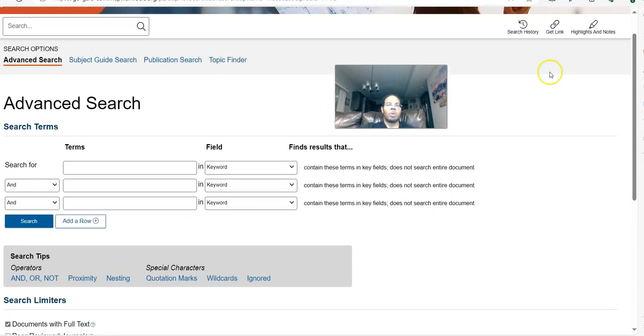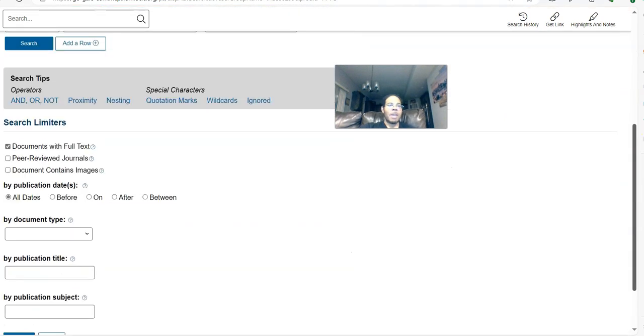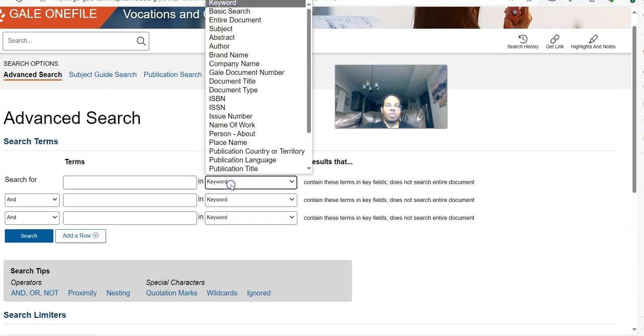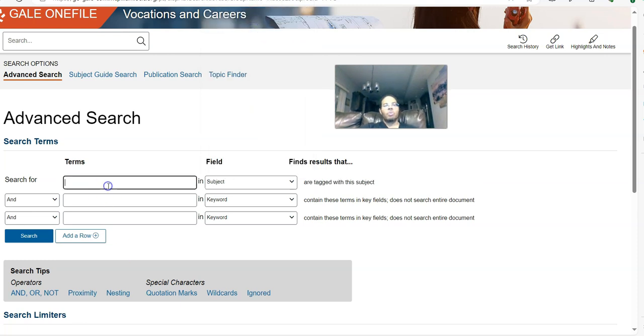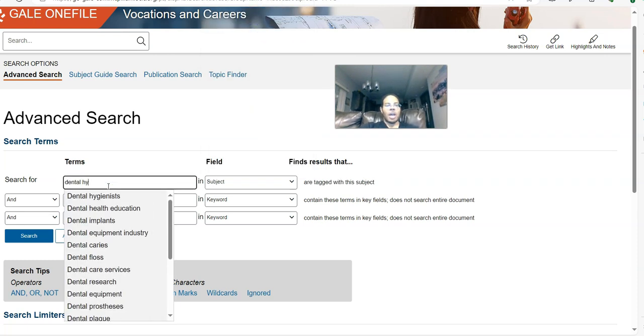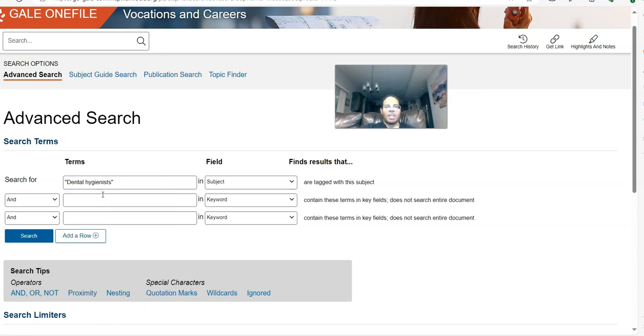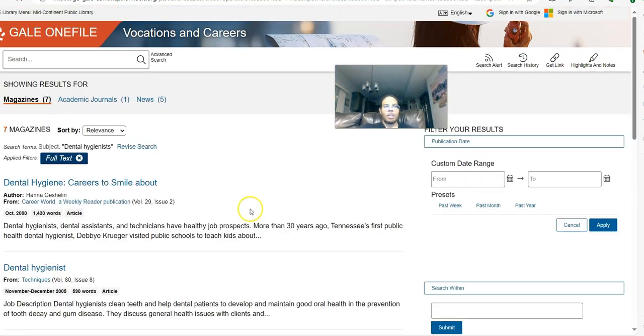So let's say that you have this advanced searching here, and let's say that you wanted to, I'm actually going to do subject, but let's say you wanted to do dental hygienist. And that's just one of my go-tos because the community college that I worked at, a lot of people were trying to go into dental hygienist work. So you can put that in and put that as your subject, click search.